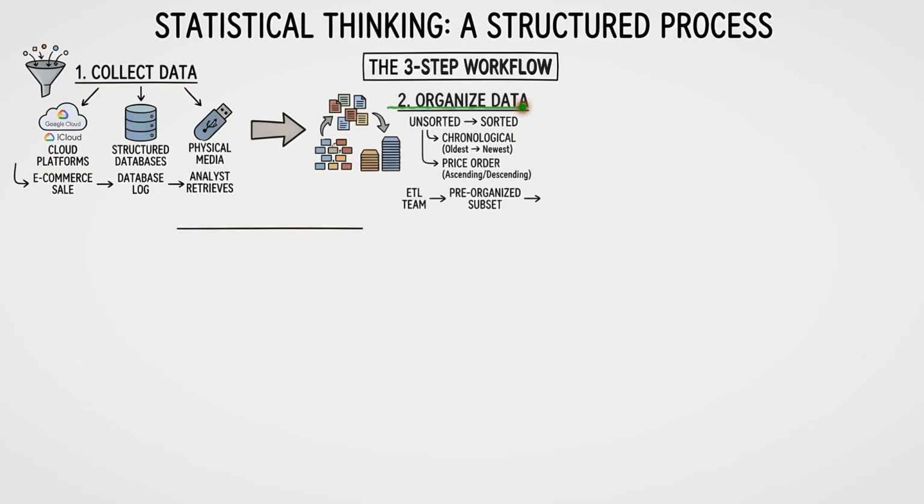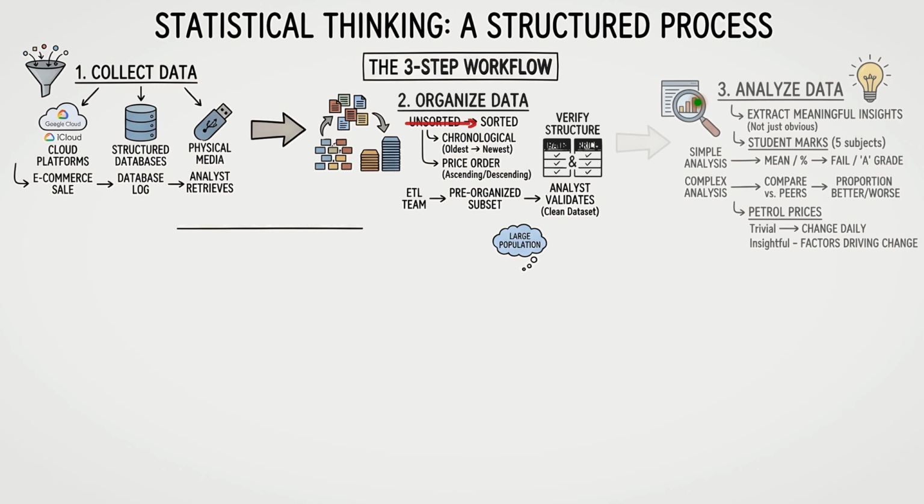Next, we organize the data. Raw data is often messy. We need to take it from unsorted to sorted. This could mean sorting chronologically, from oldest to newest, or arranging by price. It's also crucial to verify the structure, making sure columns like date and price align correctly. Sometimes, an ETL team provides a pre-organized subset, but you must validate that it's a clean dataset.